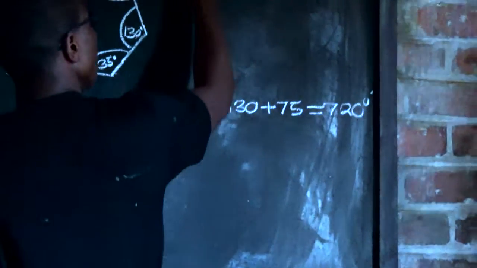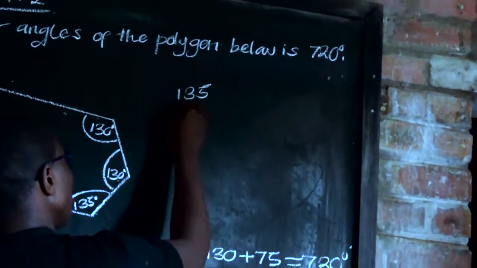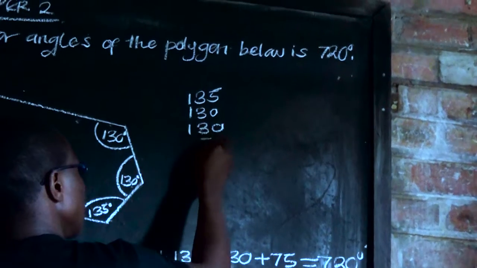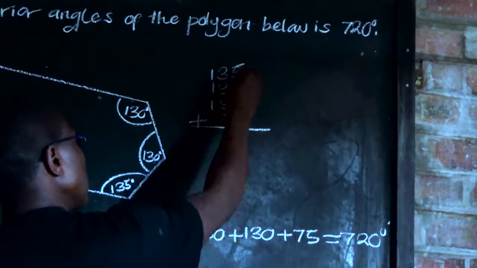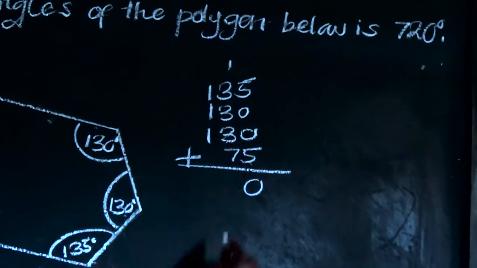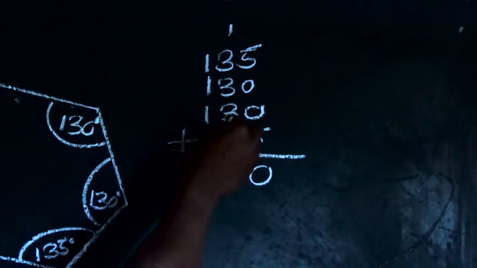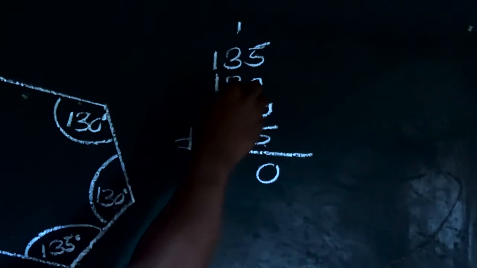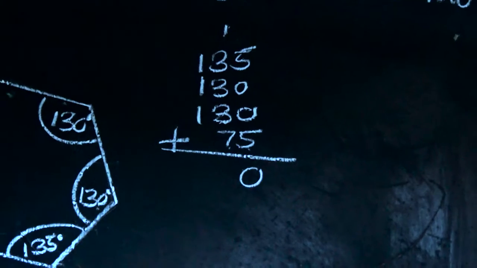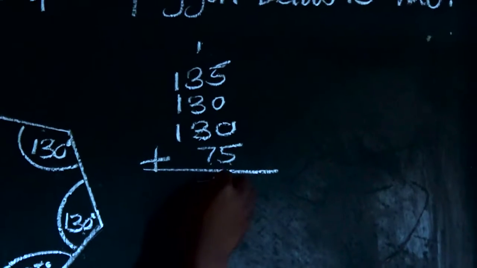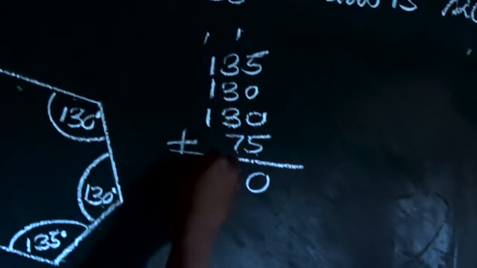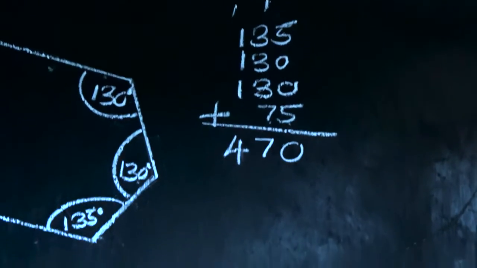You can say 135 plus 130, plus 130 plus 75, is it? Okay, so when you add 5 plus 5, it's 10, right? So 0 carry 1. Are we together, people? Then 7 plus 3 is 10, right? 10 plus 3 is what? 13. 13 plus 3, 16 plus 1, 17. So we're going to write what? 7 carry 1. 1 plus 1, 2 plus 1, 3 plus 1, 4. So we have 417.